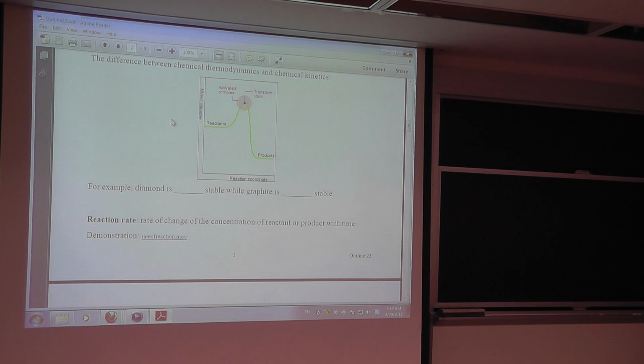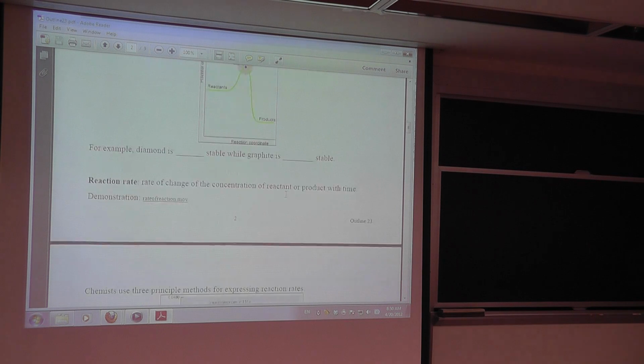A diamond, yes, Angela? A diamond is kinetically stable. The diamond is kinetically stable, correct? And why is that, Angela? Because graphite is a more stable form than diamond, but graphite doesn't go spontaneously to diamond. The process is really slow. It is slow. It has a very high activation energy. Therefore, we say that diamond is kinetically stable and graphite is thermodynamically stable.